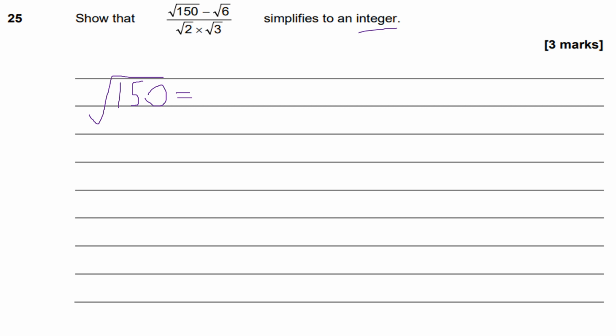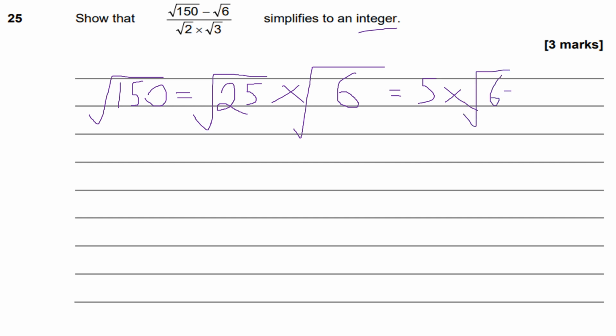That's going to be root 25 times root 6, because 25 times 6 is 150. Root 25 is 5, so I'm going to have 5 times root 6, which is 5 root 6. So the fraction now becomes, on the top, 5 root 6 minus root 6, and on the bottom, root 2 times root 3, which is the same as saying root 6.